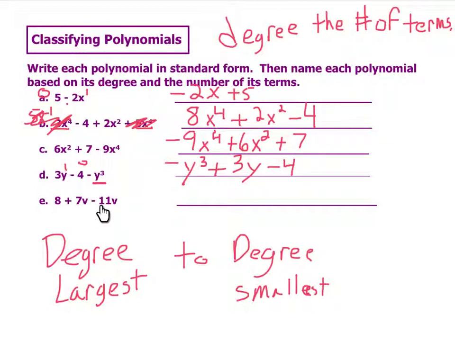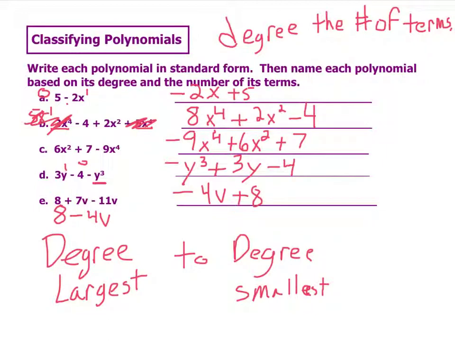All right, let's combine like terms on this one. I end up with 8 minus 4v because it's 7v minus 11v is this. So this will go first because it's first degree. So I'll write negative 4v plus 8 because it's positive.